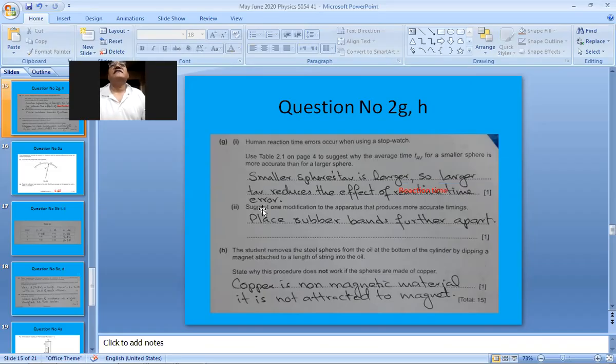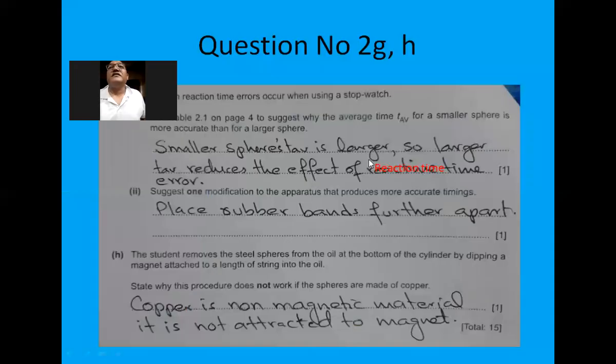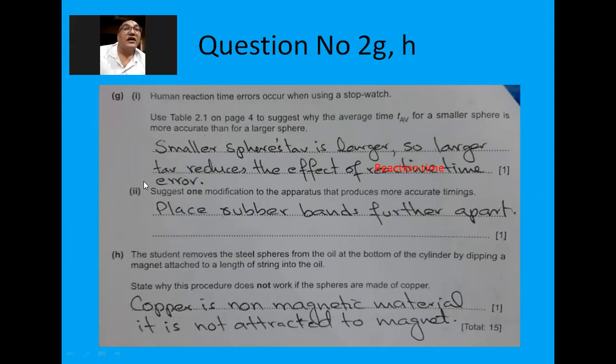This word here is reaction time error. Okay, so hopefully you understand. And let's increase the size. So this is reaction time error. Then he says, suggest one modification to the apparatus that produces more accurate timings. Place rubber bands further apart. Both the rubber bands are 10 centimeter apart. If you move them further apart, the time required to cross them will be larger, so you will get more accurate answers.